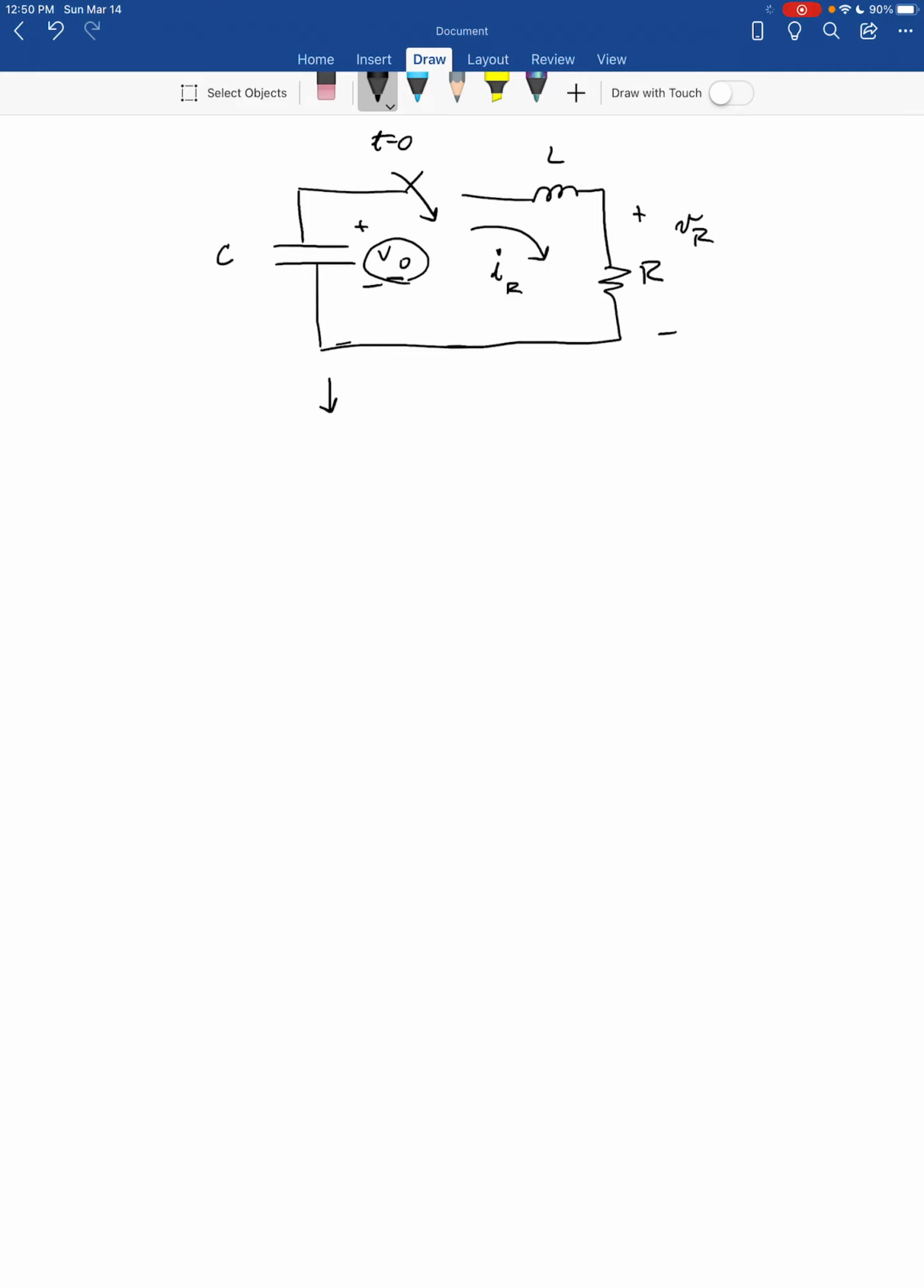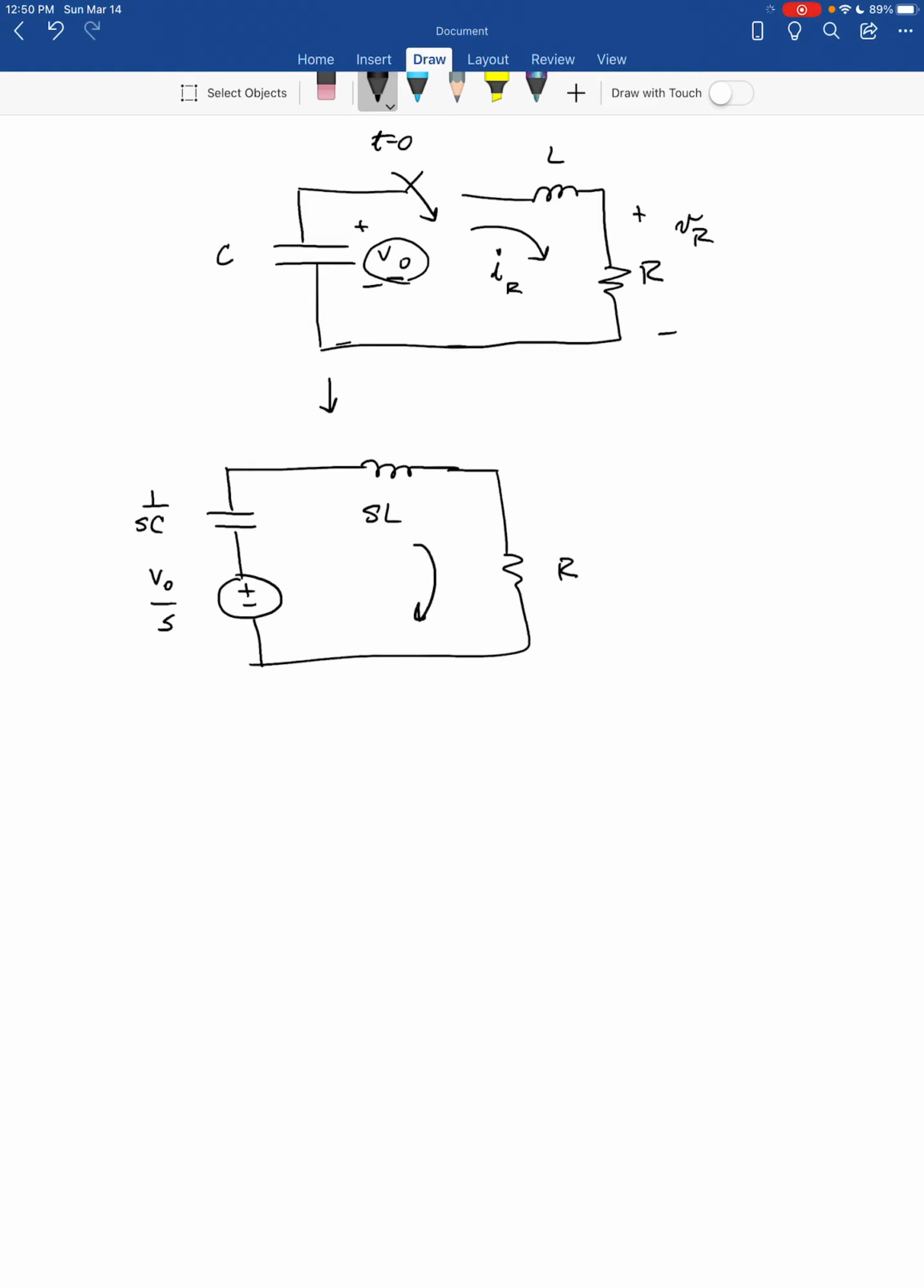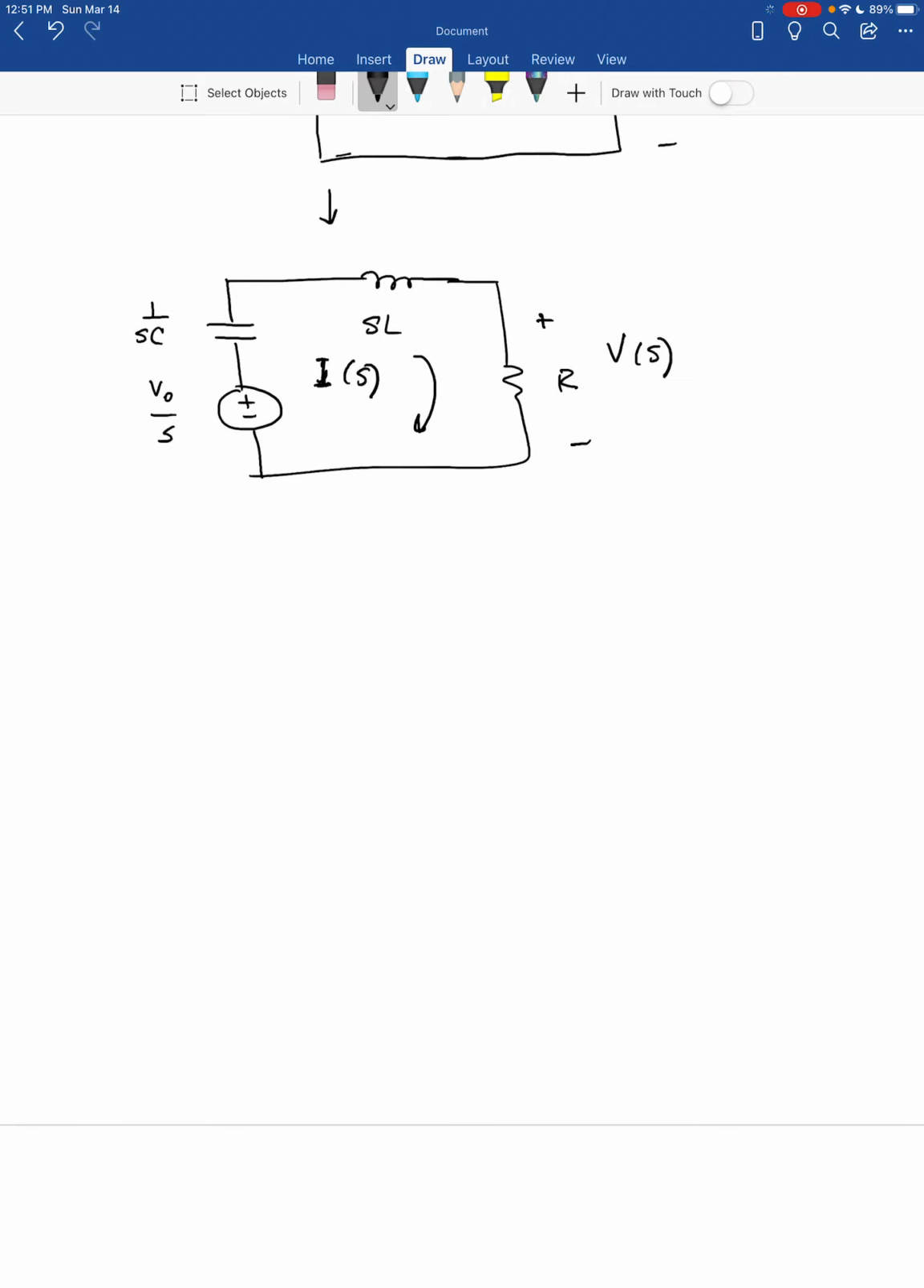So if we take this circuit then and we transform it to the Laplace domain, we get 1 over SC for our capacitor. We get a series voltage source, V naught over S. The switch is closed. The inductance becomes SL. The resistance remains R. The current is, and if you don't mind, I'm going to drop my subscripts and just use I of S, and the voltage across the resistor is going to be V of S. So this is my circuit.